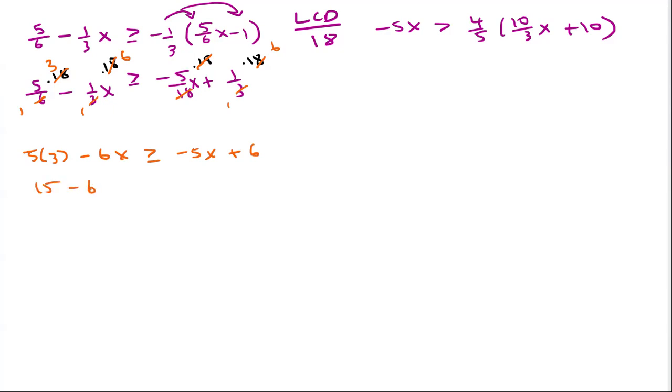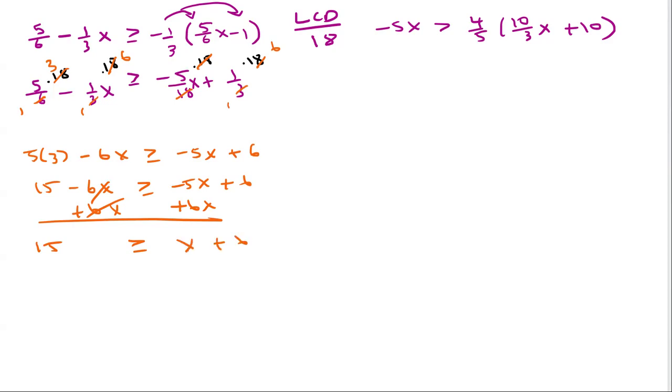We got 15 minus 6x greater than or equal to -5x plus 6. I'm going to add 6x on both sides. And then let's just go step by step here. So we have 15, the 6x go away, greater than or equal to 6x minus 5x is going to give us 1x plus 6. Okay, and then I'm going to subtract 6 on both sides.